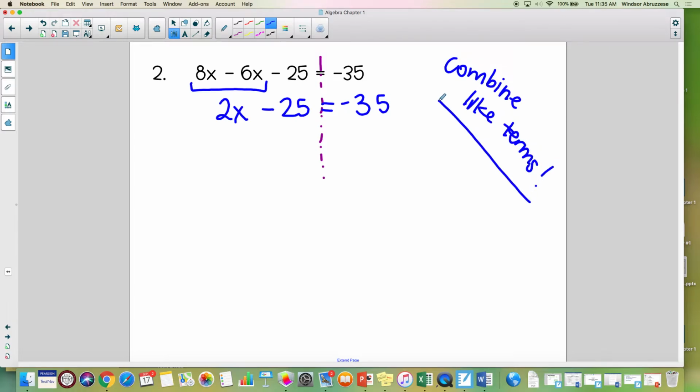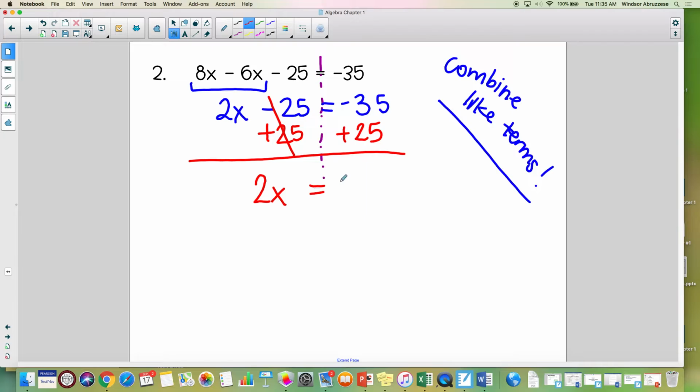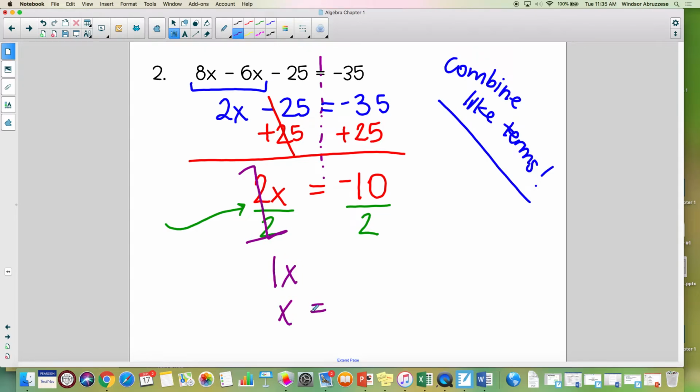So now I'm at a two-step equation: 2x minus 25 equals negative 35. I'm going to do the inverse to eliminate my constant, adding 25 to both sides of my equation. And I'm left with 2x equals negative 35 plus 25, which is negative 10. I'm going to now divide by the coefficient, because these two are joined by multiplication. The coefficient is 2, so divide by 2 on both sides. 2 divided by 2 gives me 1x, or just x, equals negative 10 divided by 2, which is negative 5.